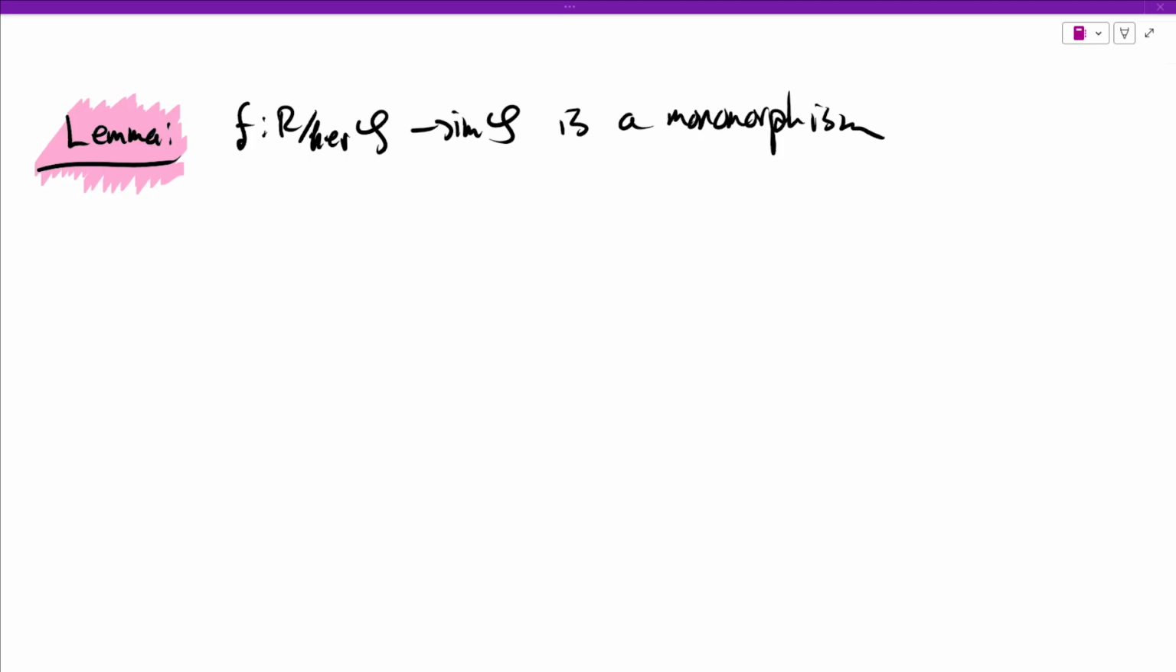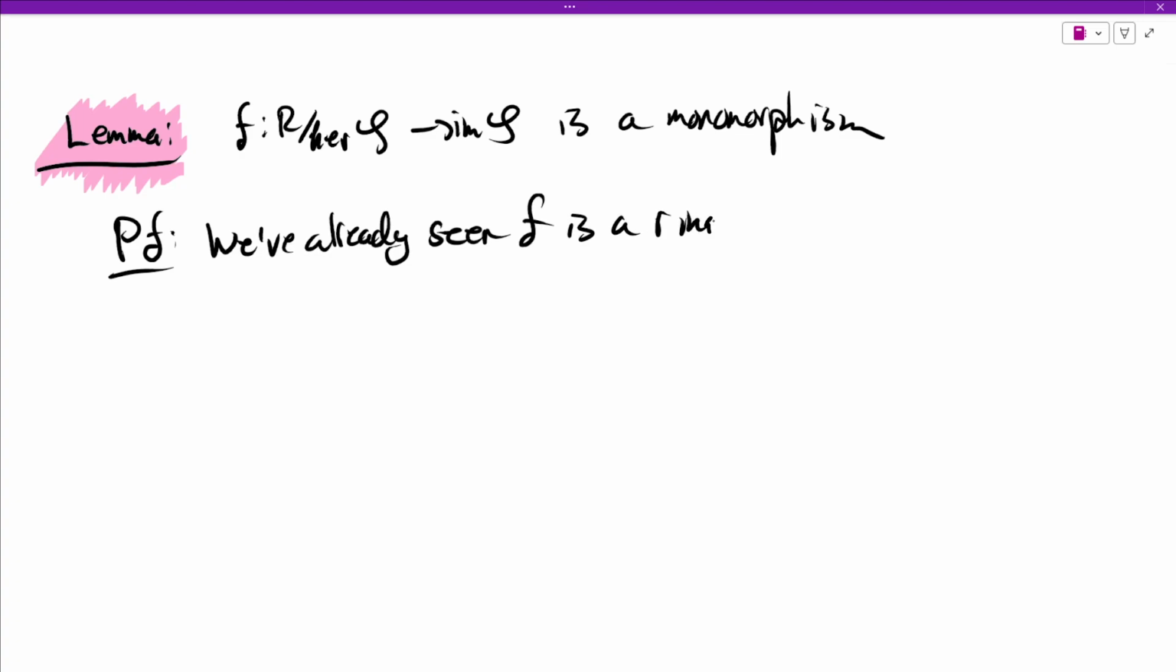Okay, so our first lemma in this video is going to be that the function given in the setup of the Noether isomorphism theorem is one-to-one, so that it's a monomorphism. So we've already seen it's a homomorphism. So it remains to show to be a monomorphism that it's one-to-one.